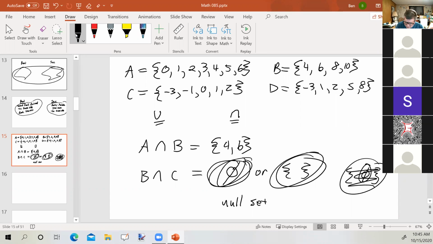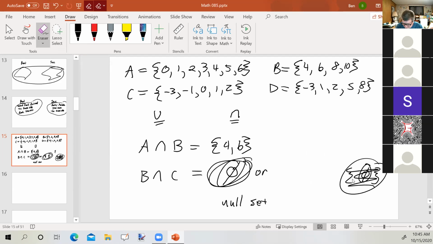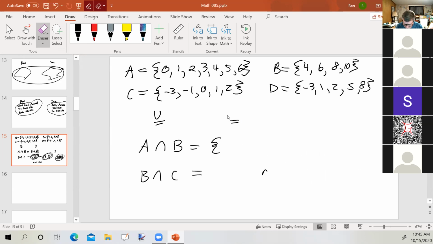I tend to use this because it's easier to make a circle with a line through it than it is to make these squiggly things. All right, we okay with that? I'll take that as a yes. Okay, so now I'm going to go back and look at some more problems.